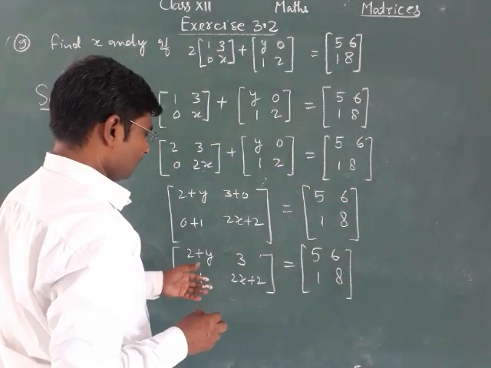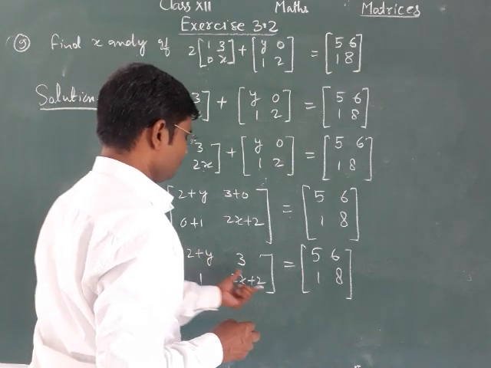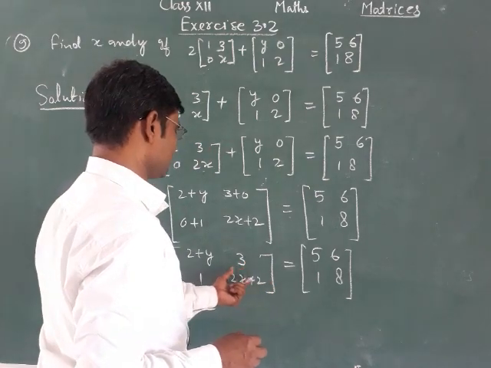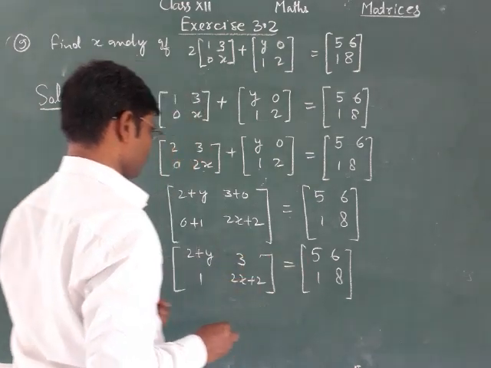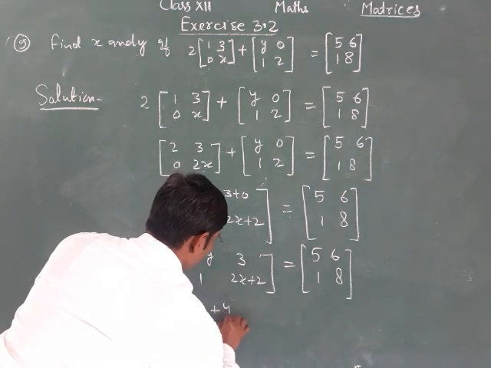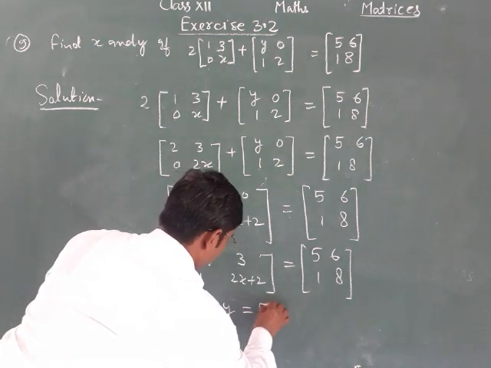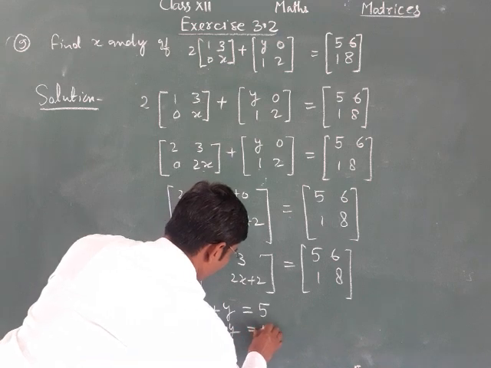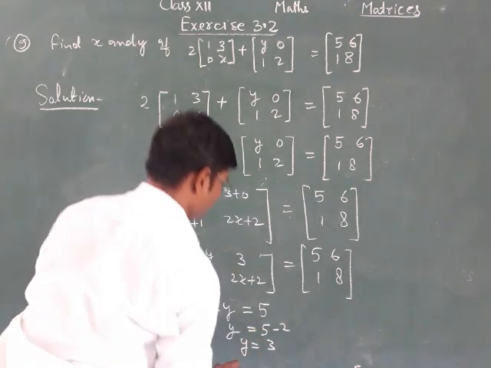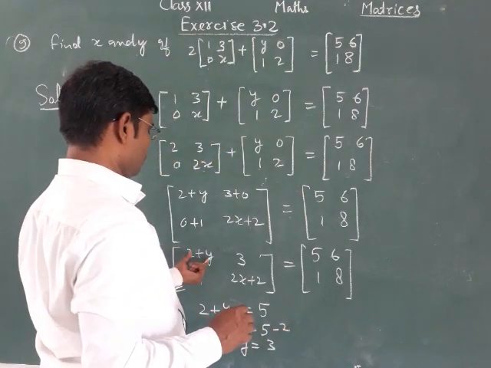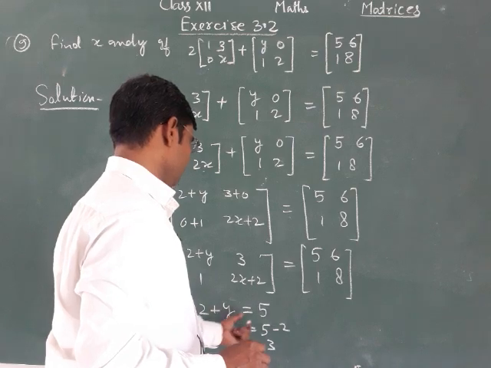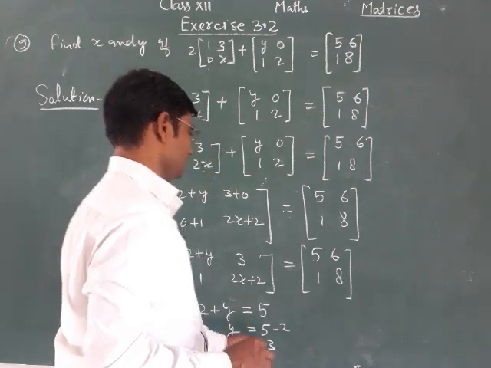Now the order of the matrices is 2 by 2 and also 2 by 2. By equality of matrices, corresponding elements are equal. So 2 plus y is equal to 5. So y is equal to 5 minus 2, which is 3. Y is equal to 3.